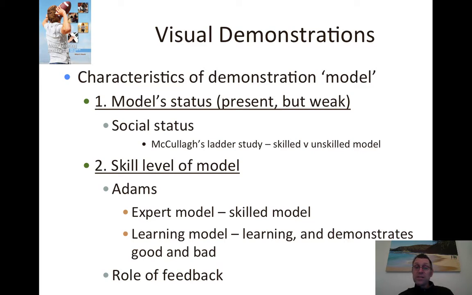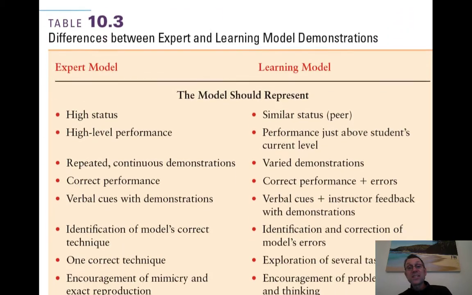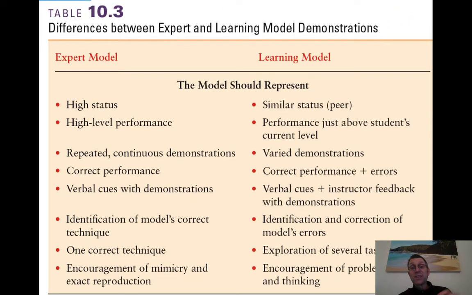Feedback was also a big deal in terms of the model, and universally feedback was seen as a positive thing. Feedback given from the models about performance was important and had a positive effect on learning. This is table 10.3, comparing what the model should represent, the expert and the learning model. The authors go out of their way to provide a table demonstrating the differences between these types of models. Spend a couple minutes getting to know this table. Just know the difference between an expert and a learner. Kind of obvious stuff. Makes sense.